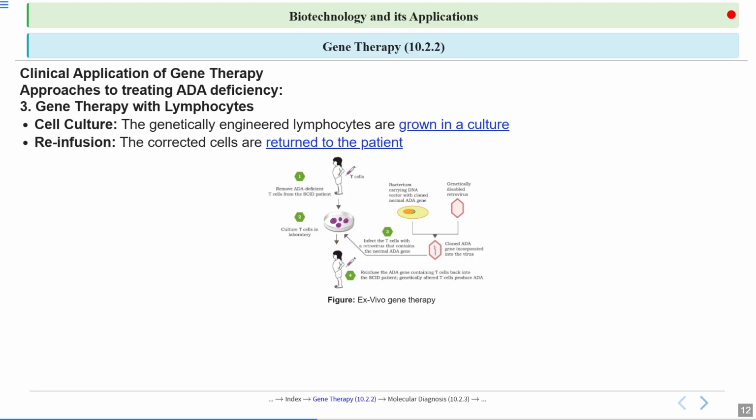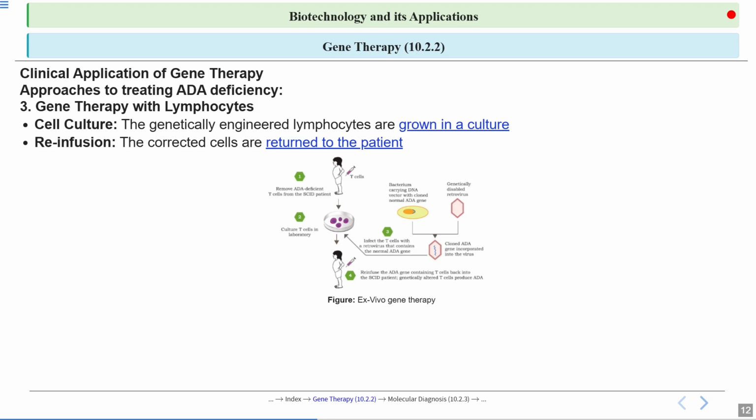We have inserted our normal ADA gene using this retrovirus. Now we will culture it, and then we will reinfuse the genetically altered lymphocytes, which are now going to produce the ADA gene, back into the SCID patient. Okay.